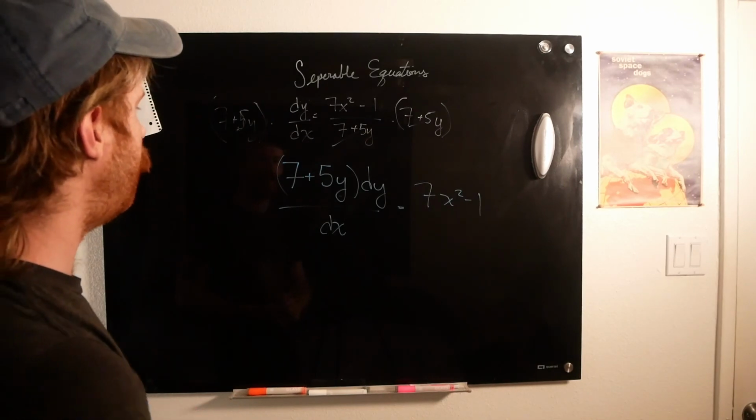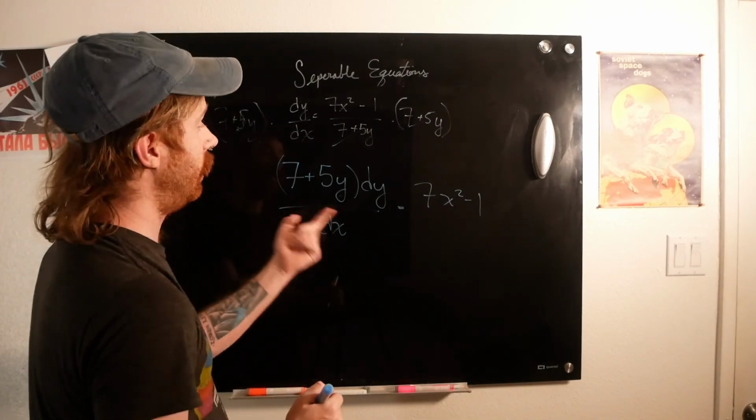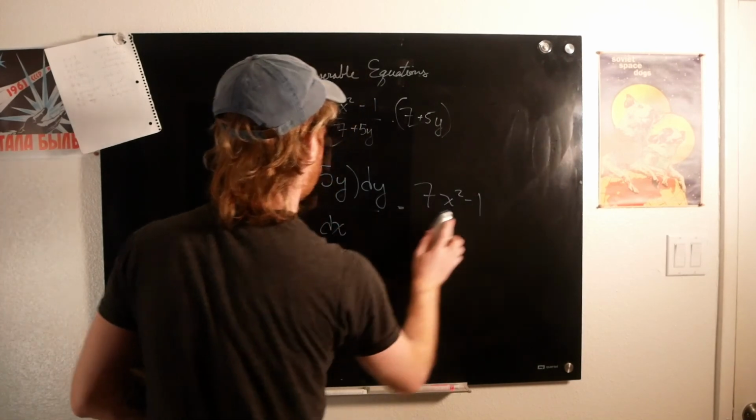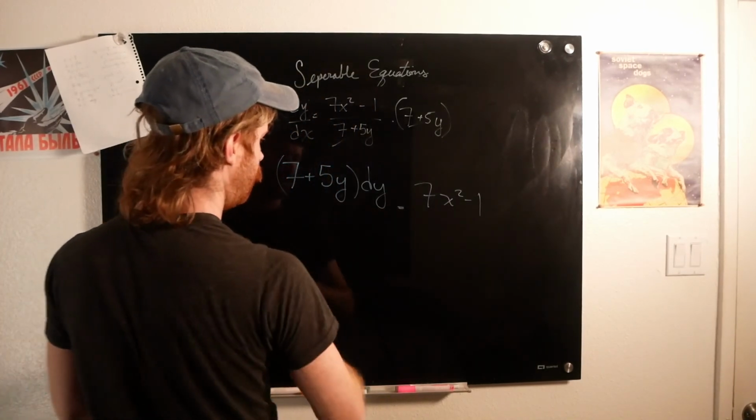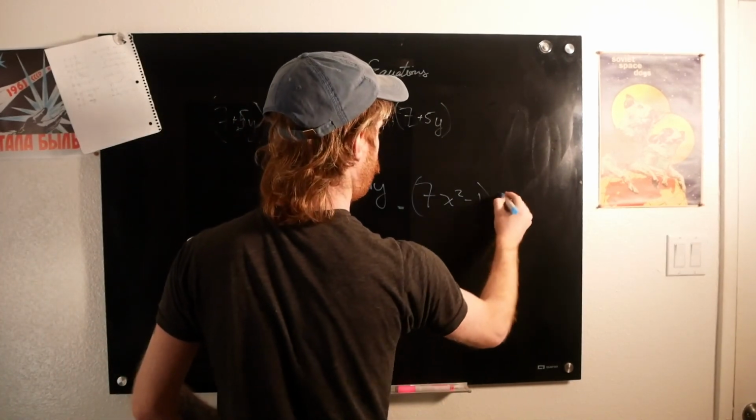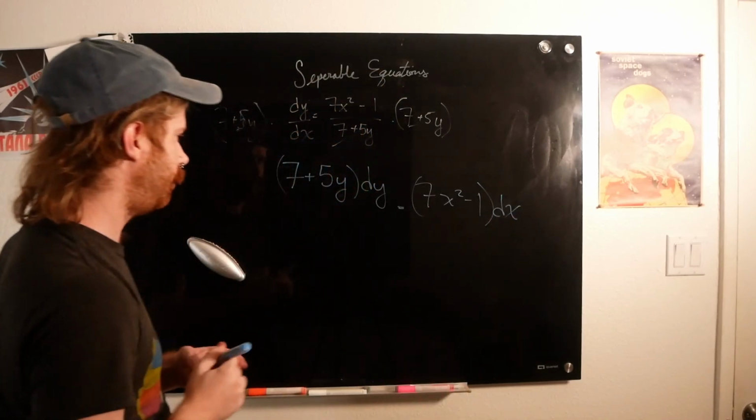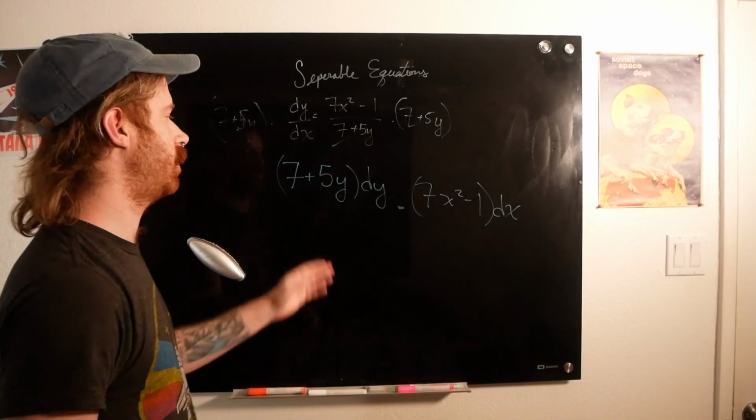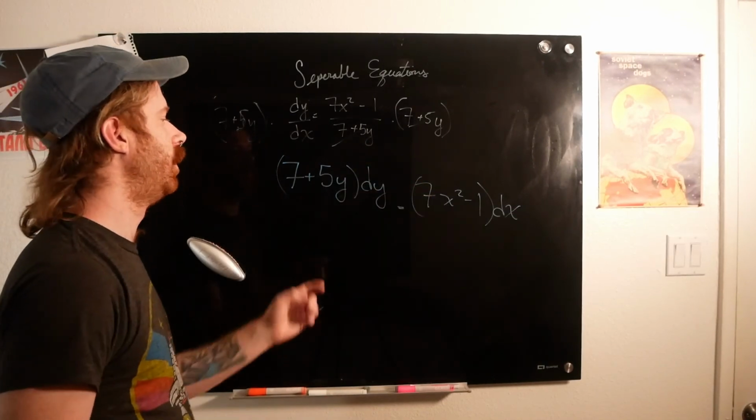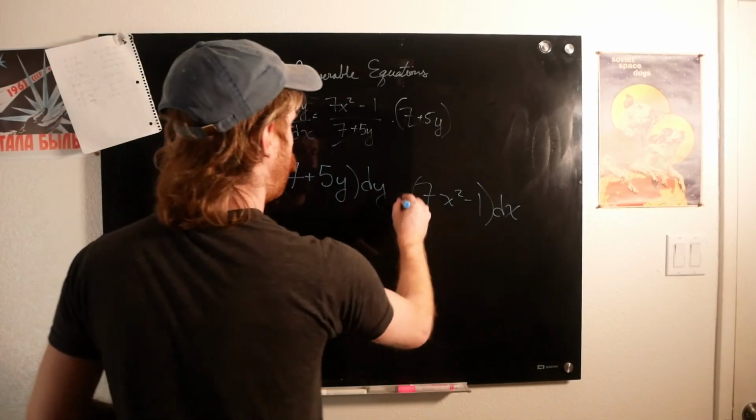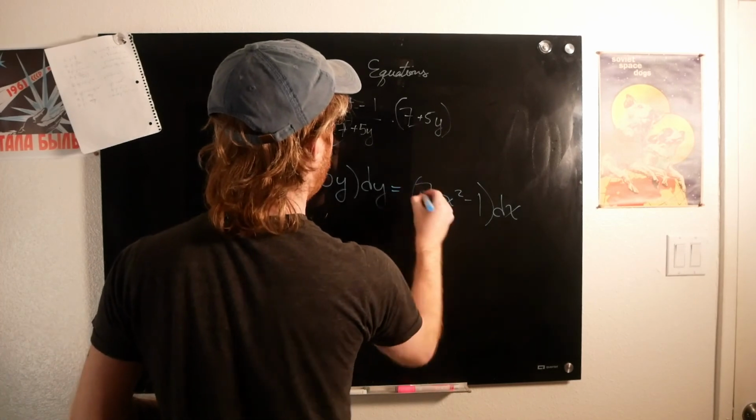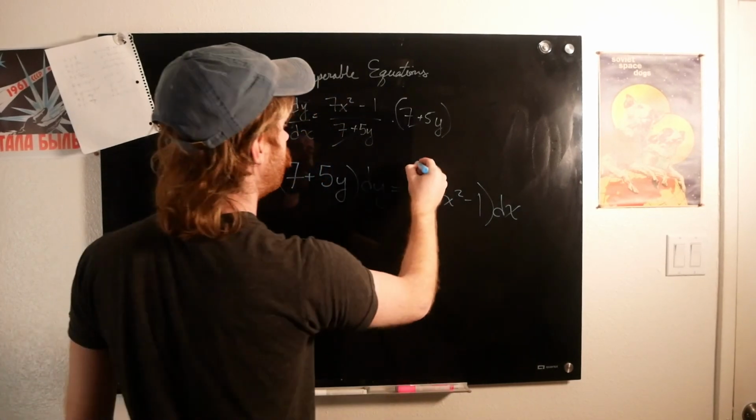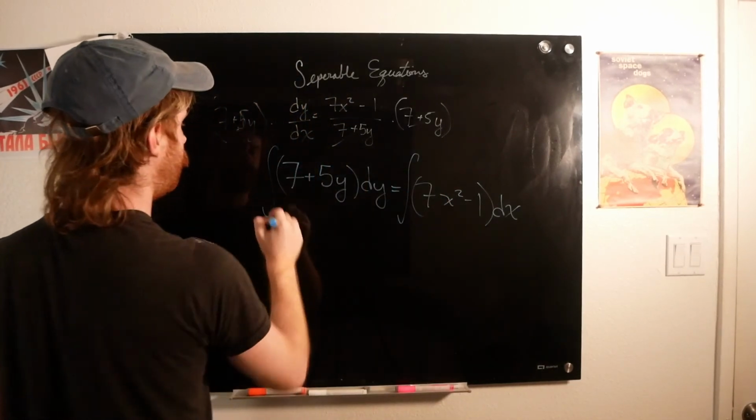right? So now we can multiply both sides by dx. And I'm just going to do that, like erase this, like that. So we just multiplied both sides by dx. The dx goes away right here because dx over dx is 1. So we have this equation right here. So now we are free to integrate both sides. So let's go ahead and do that.